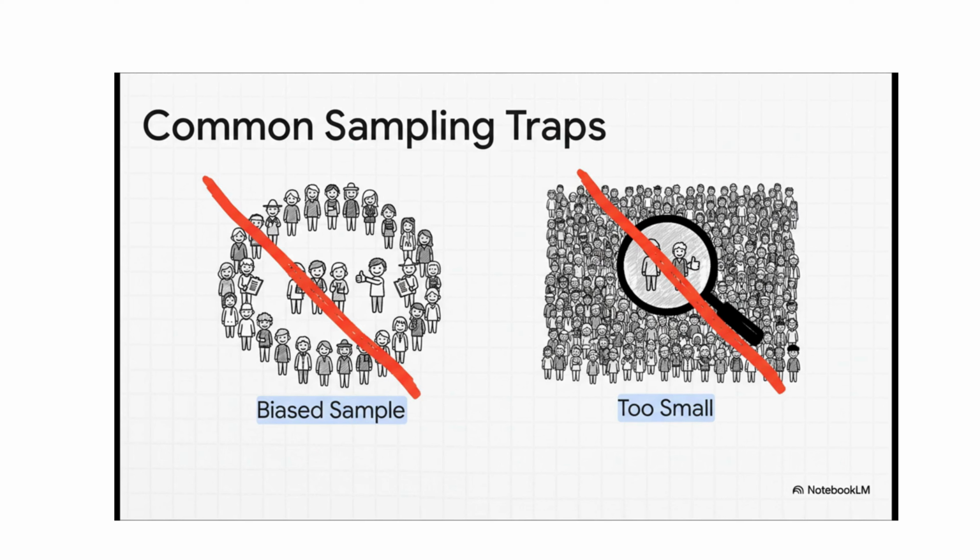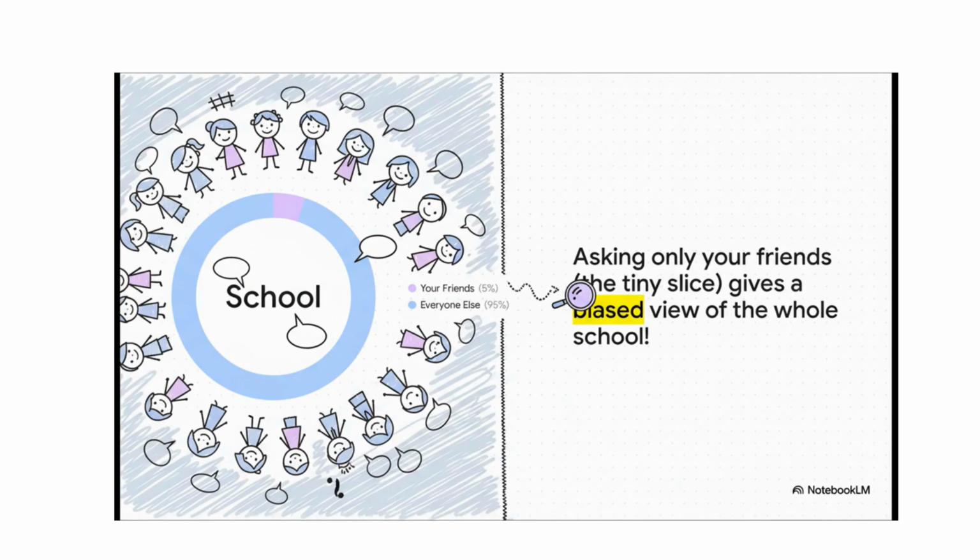Two of the biggest mistakes you can make are using a biased sample, like only asking your friends who probably think just like you, or using a sample that's just way, way too small. Asking two people their opinion tells you nothing. I mean, just look at this chart.